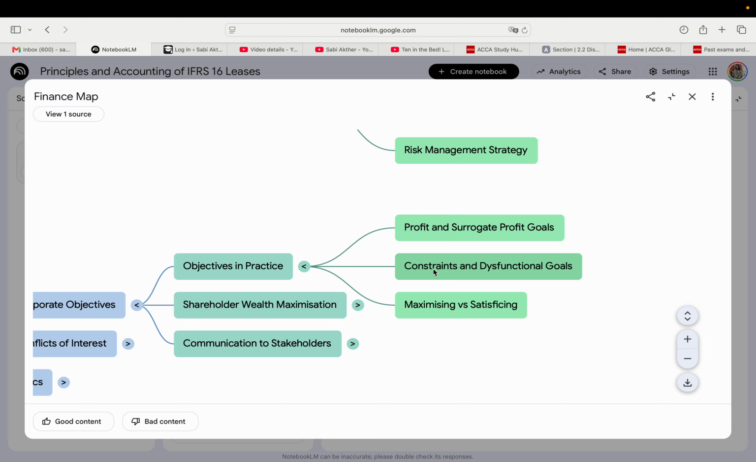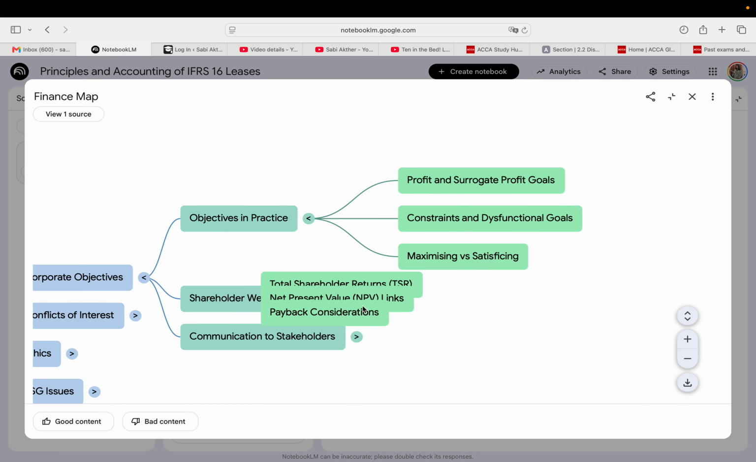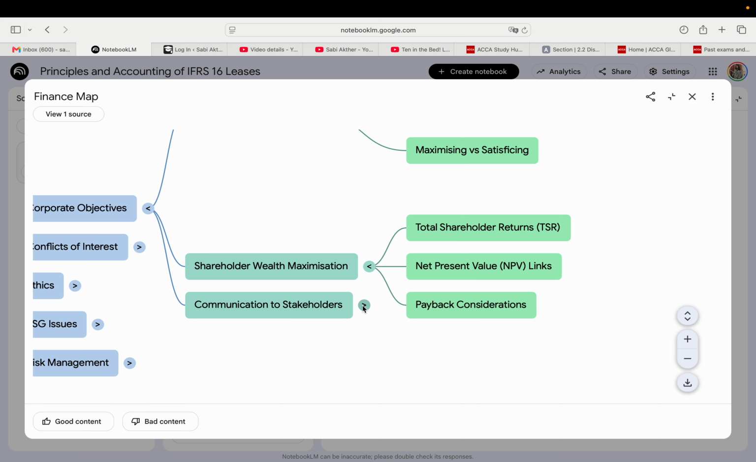Then the constraints and the dysfunctional goals, and then maximizing versus satisfying. Then shareholder wealth maximization. In shareholder wealth maximization, these are the 3 things we have to study: total shareholder return, what it comprises of, and then net present value, how net present value is linked to shareholder wealth maximization. That we'll see in lecture 1, very important.